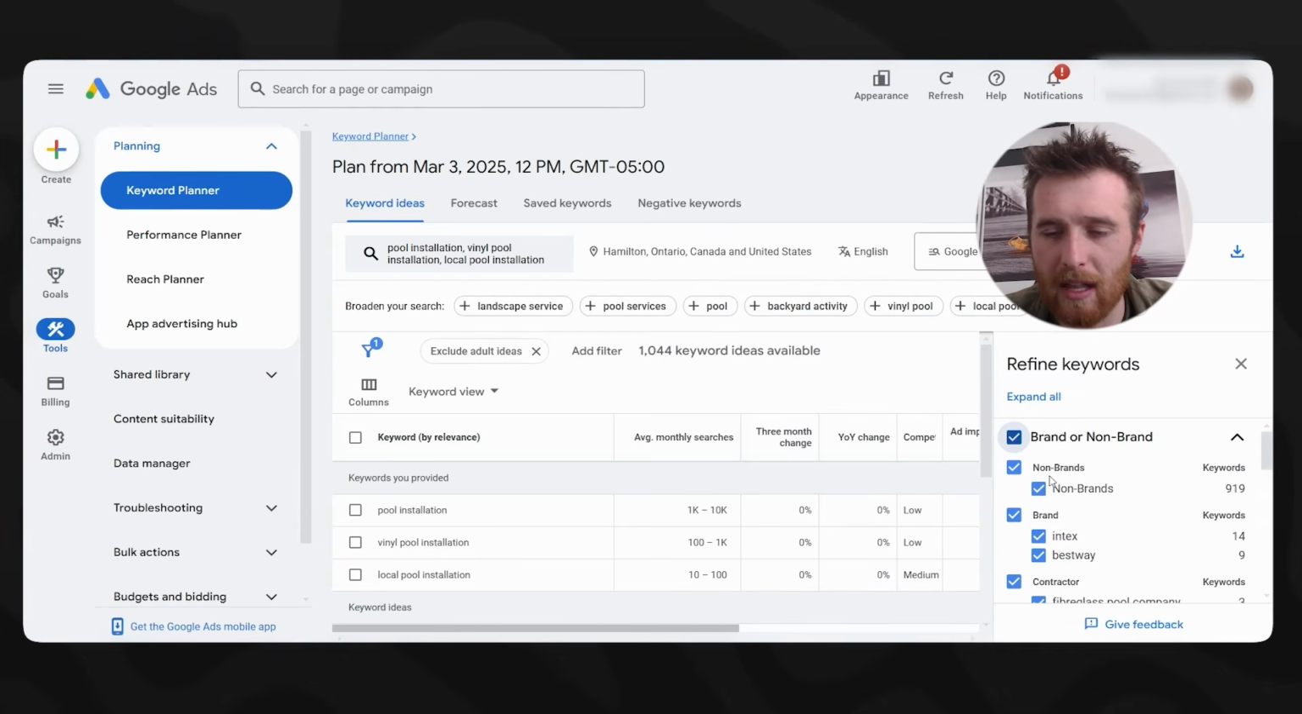We're going to go through our brands and non-brands. If you're doing any sort of service, normally you're not selling brands like Intex or Bestway, stuff like that. Some companies do, some companies don't. Normally we're not worried about that. We're going to be going after things like pool installation services near me. That's a keyword we want to go after. It shows high buying intent. Intex installation, maybe not. I don't know. So that's what we're going to be doing.